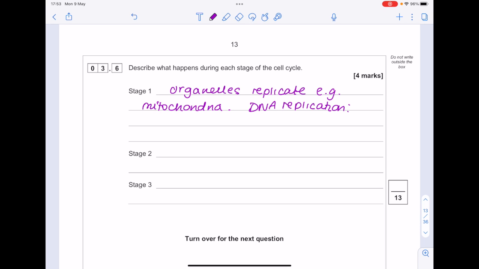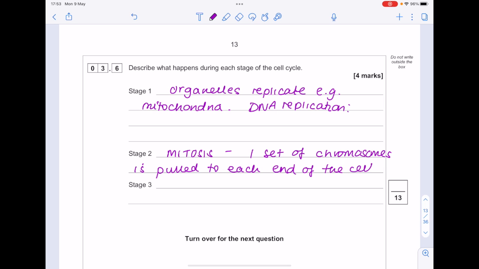Stage 2 is really mitosis. So what takes place there is one set of chromosomes is pulled to each of the opposite sides of the cell. That's quite an in-depth answer there to do with how mitosis is actually carried out. And then lastly, stage 3. This is the proper division stage, so the cytoplasm and cell membrane divides to form 2 daughter cells.